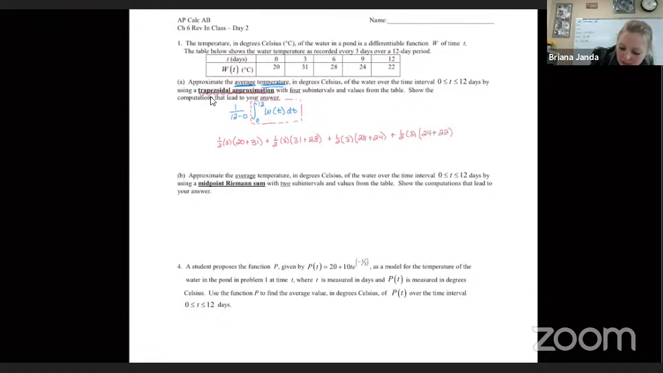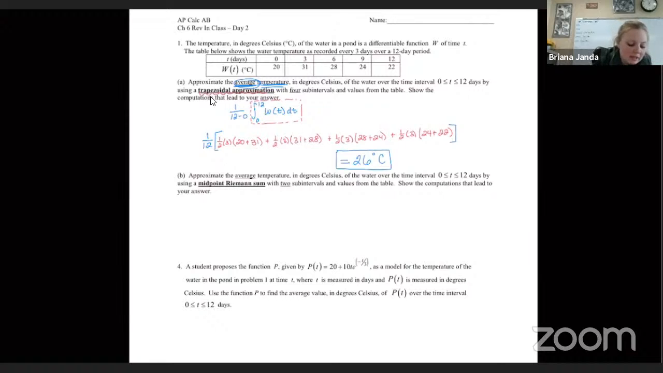And so we've approximated there, and then I would take this answer times the 1/12 to get that average of our function. And so just double checking our work here, when I type all that in, we should get an overall answer of 26 degrees.